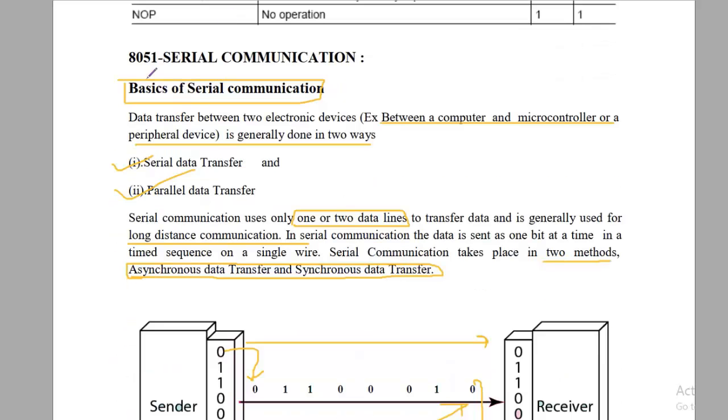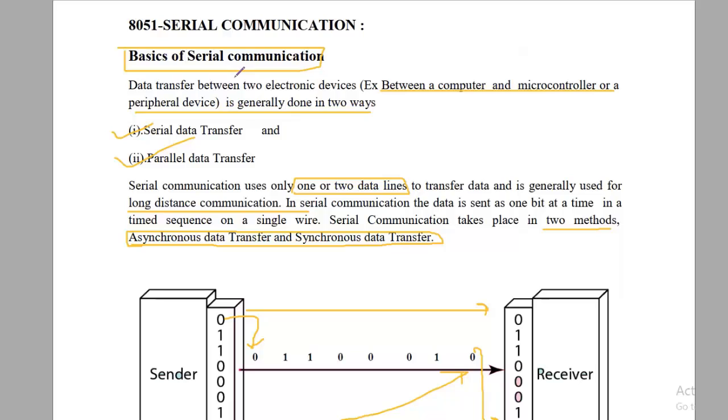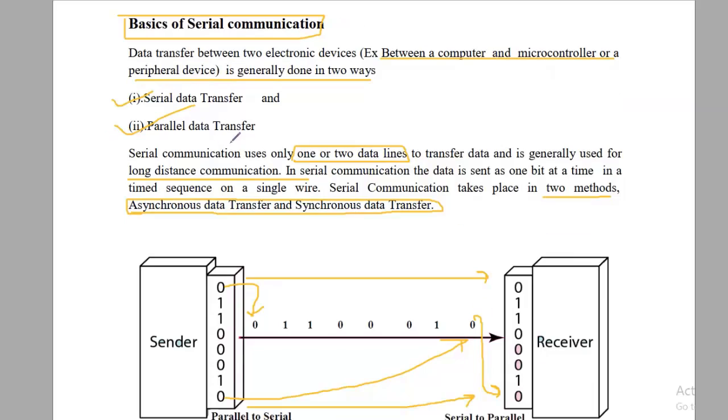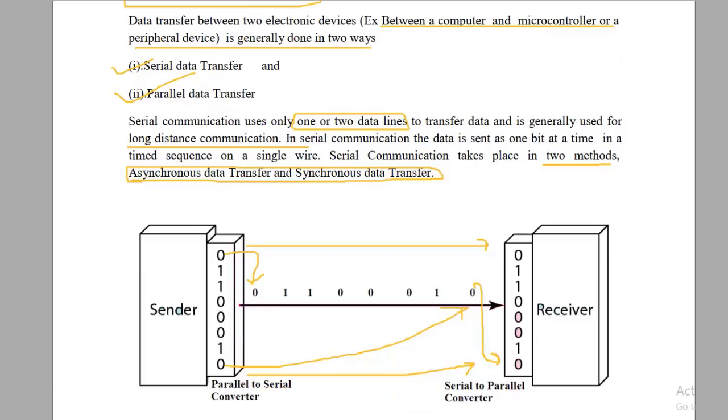So finally we are having 8051 serial communication. This is basically used for the serial communication between the computer and a microcontroller or the peripheral devices. One of the ways is the serial data transfer. Next is the parallel data transfer. As you can see, the serial communication uses only one or two data lines, so you are sending each bit one by one. In parallel you can send many bits at a single time, but in case of serial you can send only a single bit at a time. This is generally used for long distance communication.